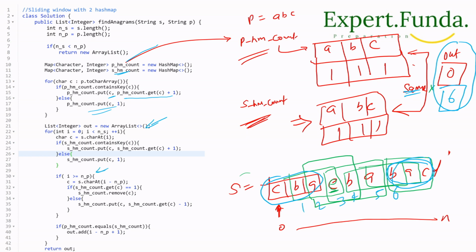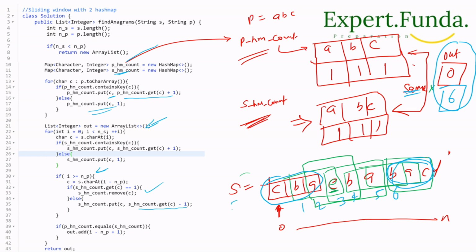So what are we checking here? We will check the character at I minus np, right? If we have the element, then we will do minus 1 each time, and we will remove it from the hm count, and similarly we will update our count with minus 1 each time, and then we will add I minus np plus 1.